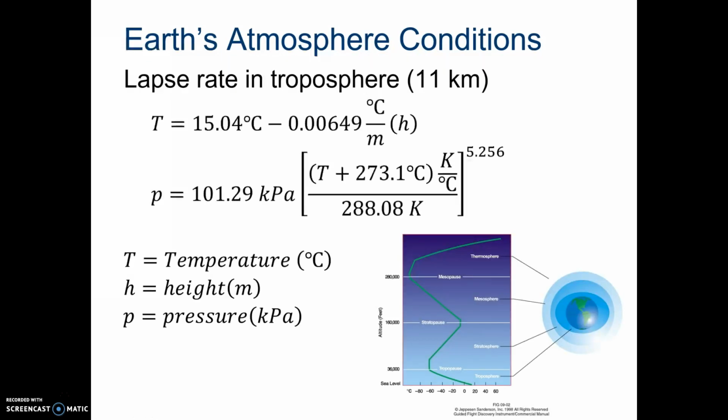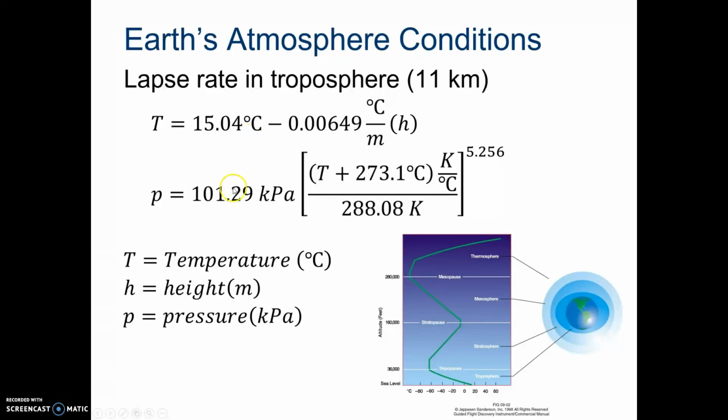The lapse rate in the troposphere, 11 kilometers. So you need to go ahead and write these two equations down. These are equations that we'll use to find the absolute temperature and absolute pressure. The top one is temperature: 15.04 degrees Celsius minus 0.00649 degrees Celsius per meter times H, where H is your height in meters. So you'd enter that number into the equation for H, multiply it times 0.00649, and subtract that from 15.04 degrees Celsius.